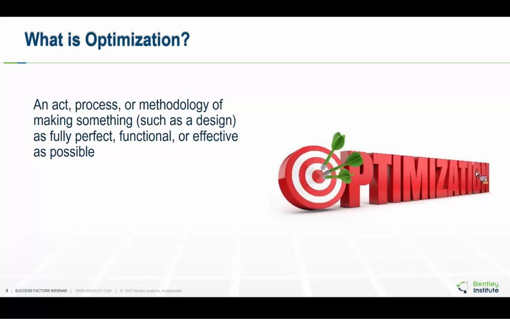So, what is optimization? High level dictionary type definition: an act, process, or methodology of making something, such as a design, as fully perfect, functional, or effective as possible.